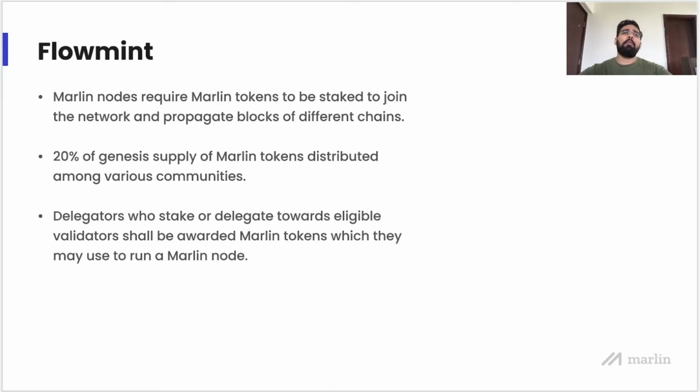So we have come up with a novel way called Flowmint to bootstrap the network by distributing tokens among different blockchain communities while also incentivizing its usage. It ensures that absence of tokens is not a barrier for potential node operators. Validators who run Marlin gateway nodes and actively send and receive blocks via Marlin network can register as validators.